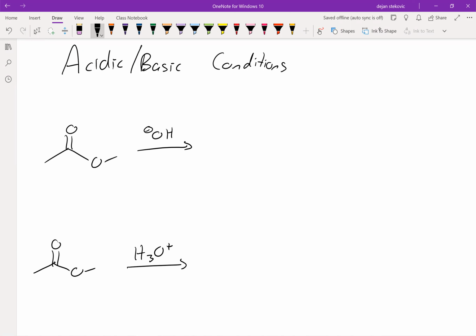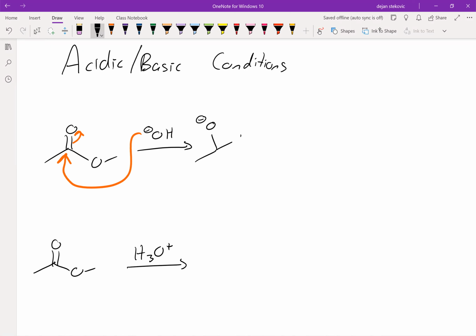In general, in basic conditions, we're going to have negative charges. In acidic conditions, we're going to have positive charges. So in these basic conditions, we've got a strong nucleophile, right? We've got that negative charge, so that nucleophile has no problem attacking this electrophile.